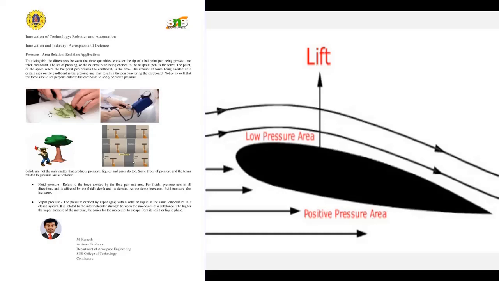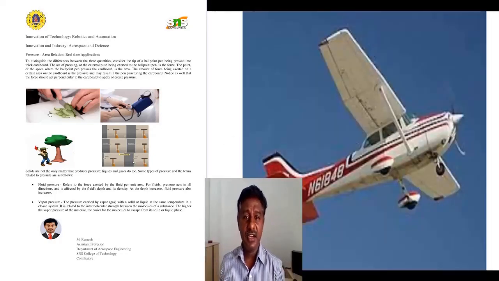The pressure on the top surface is lower, and at the bottom surface it is higher. Due to the pressure difference between the bottom and the top surfaces, the wings will be lifted up. This is called Bernoulli's principle, and thus lift is created on the aircraft wing. I hope you all understand how an aircraft produces lift through the pressure concept.